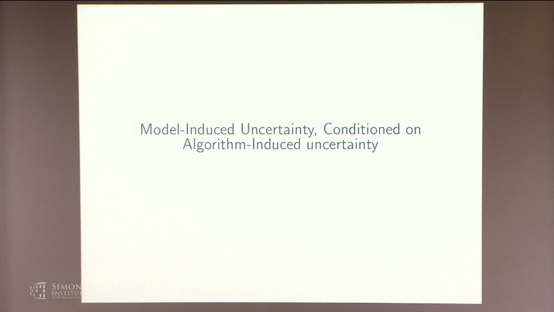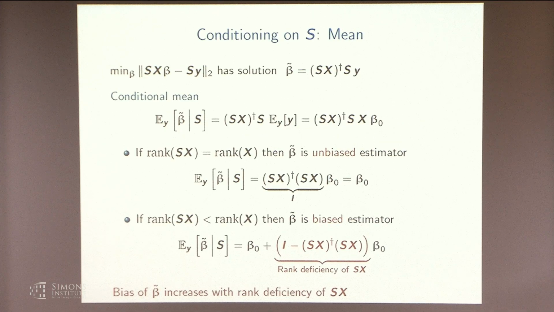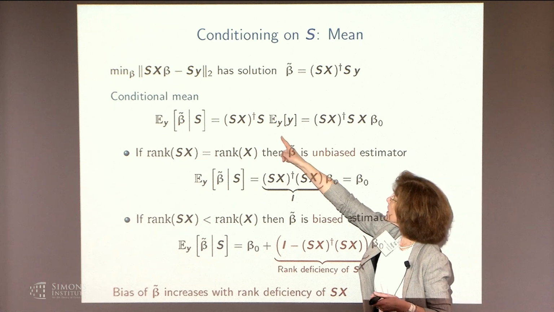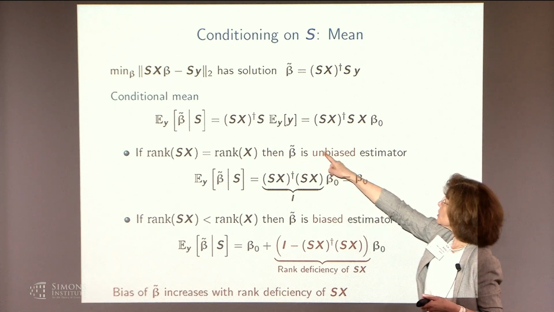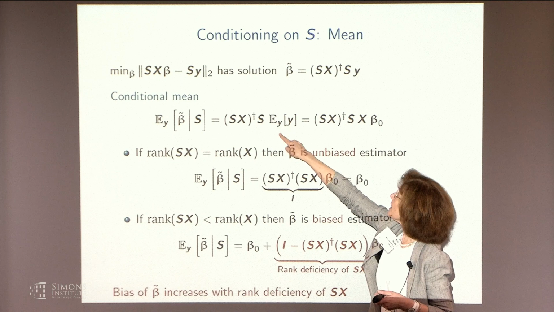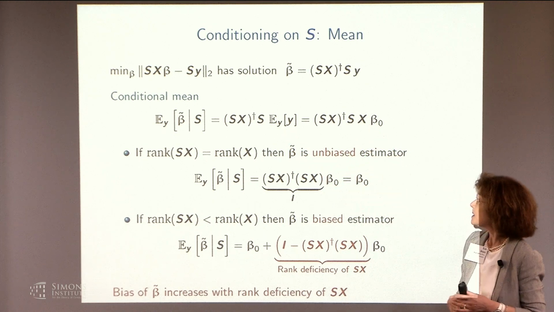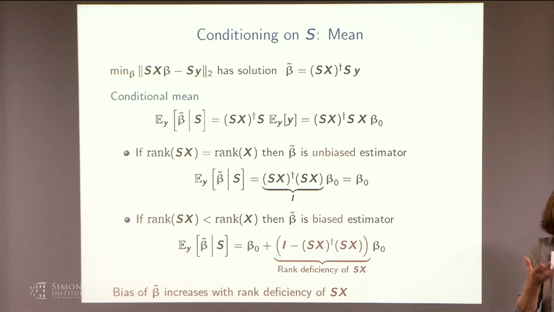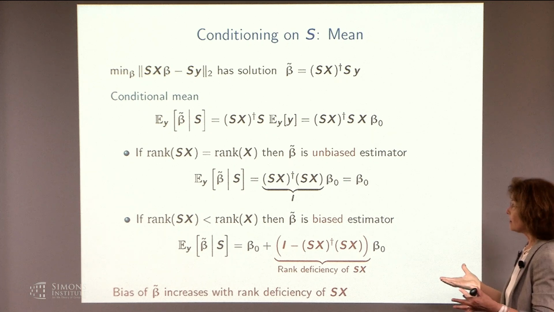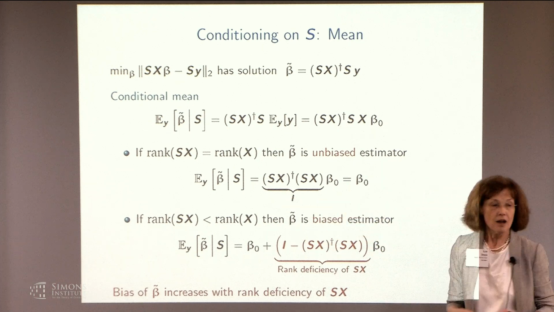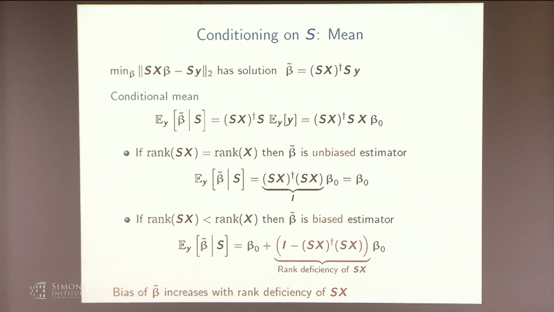Okay, so now let's look at the model-induced uncertainty. Let's assume S is fixed. We fix a sketching matrix or a sampling matrix. So here we have the solution. From the solution, we can get the conditional mean. S is fixed, so the only thing that has a non-zero expected value is y, and its expected value is X beta 0. So if the sketched matrix preserves rank, then the pseudo-inverse is the left inverse. We have the identity here, and the solution is an unbiased estimator.